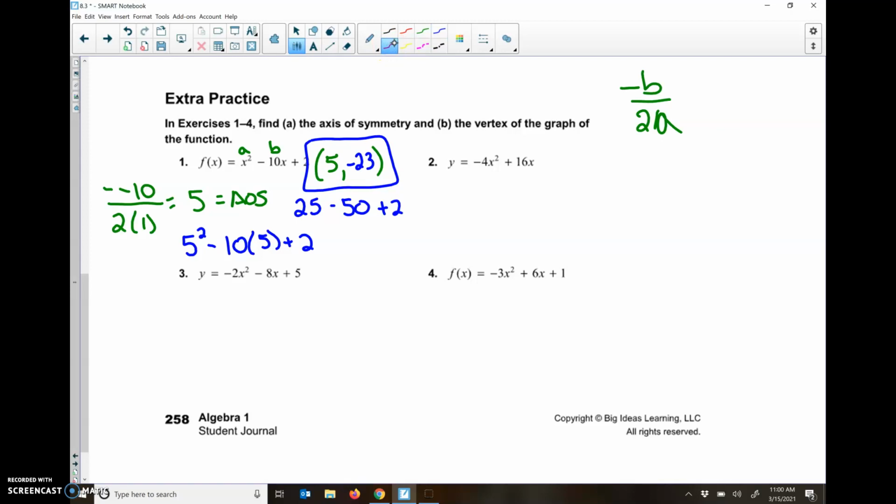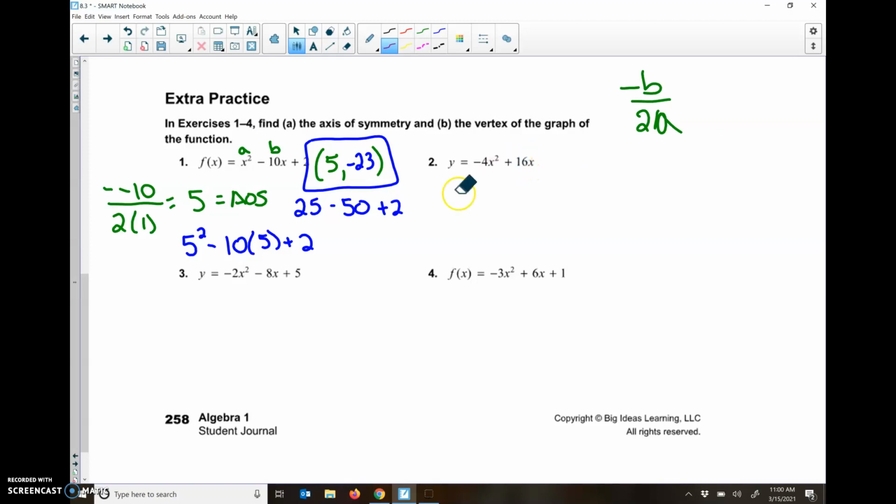Okay, let's look at number 2. So number 2, there's no number here. There's no plus 2 like it was in the first one, or plus 5 like it is there. But that doesn't really matter, because if you remember, this number is c, and we don't need that for our formula. Our formula is negative b over 2a. So if there's no number here, don't freak out and be like, I can't do this. It doesn't really matter for our problem. As long as there's a b and there's an a, then we're fine.